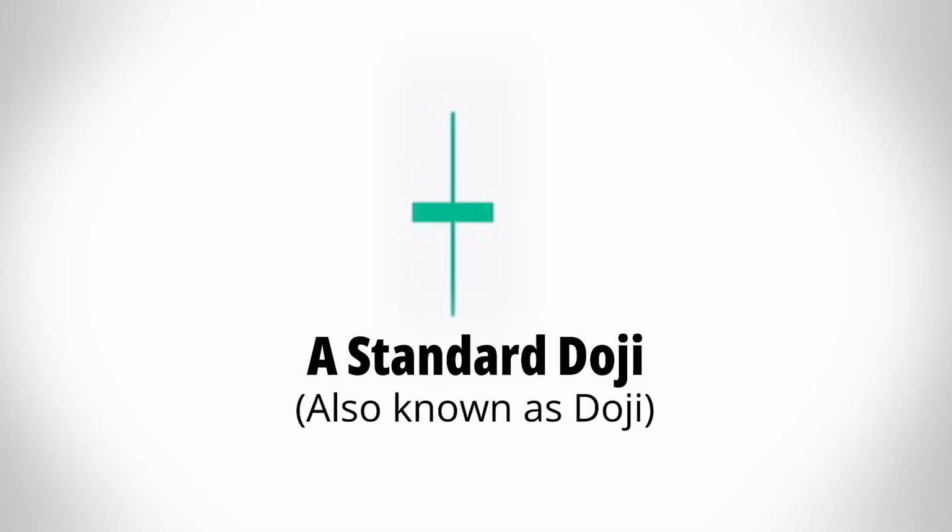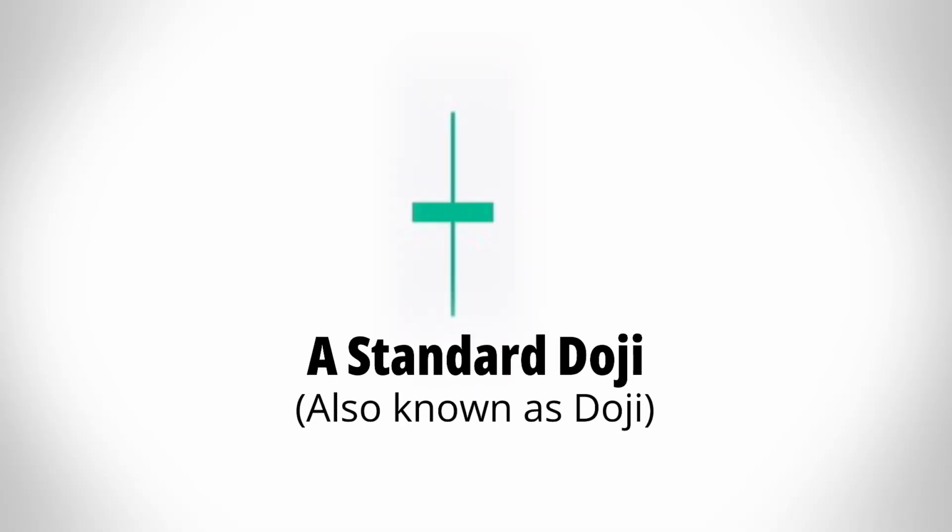There are 4 main types of doji, and each has its different characteristic and implication. So follow through and observe closely so you can identify the different types of doji and know what each of them imply. First, a standard doji.